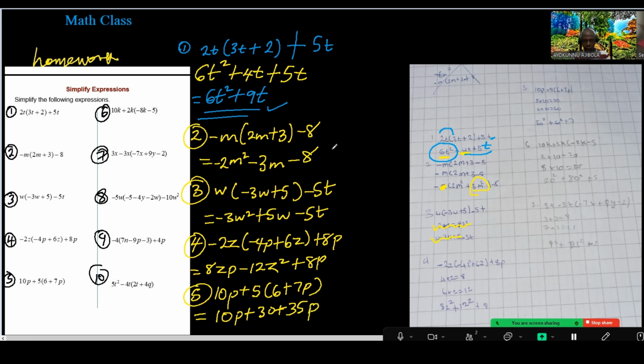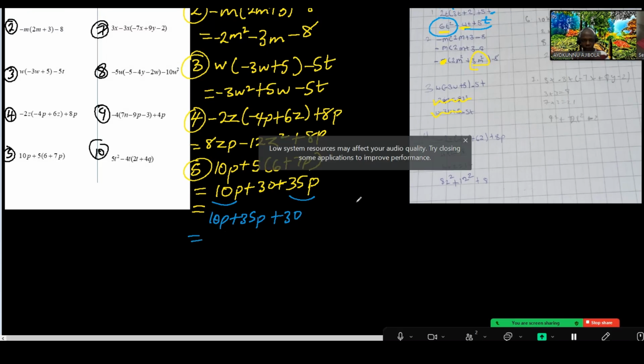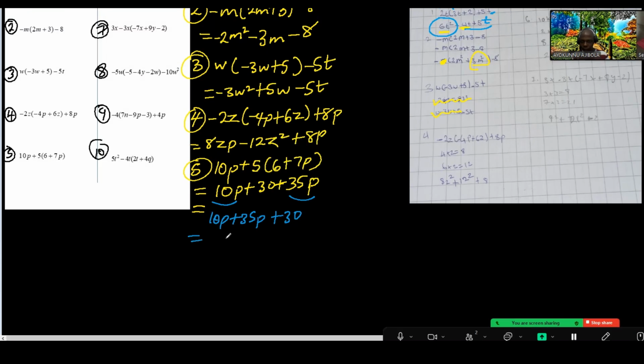So what else do we do here? You can now see that there are some family members here. This is 10 of a p and 35 of p. You can bring them together. 30 has no p, so it's a stranger there. You have 10p plus 35p, then plus 30. So what is 10p plus 35p? That's going to give you what?